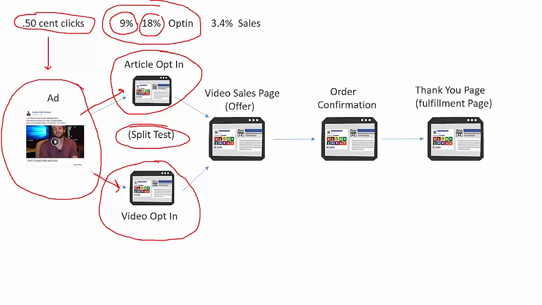9 to 18% opt-in is not great. Typically I like to have my opt-in rate anywhere between 25 and 40 or even 50%. So that definitely has some room for growth. So we're definitely going to be working on that, trying to bring up that opt-in rate.